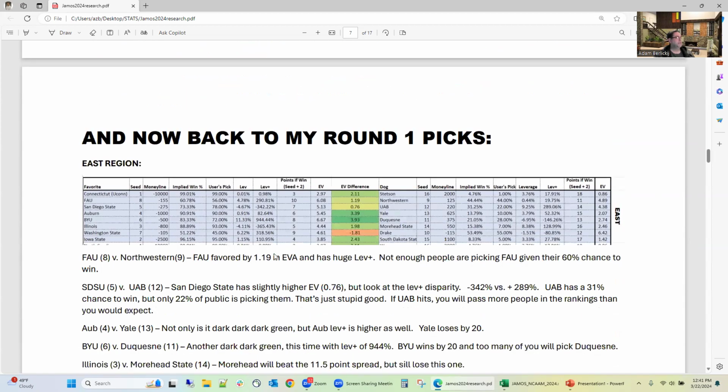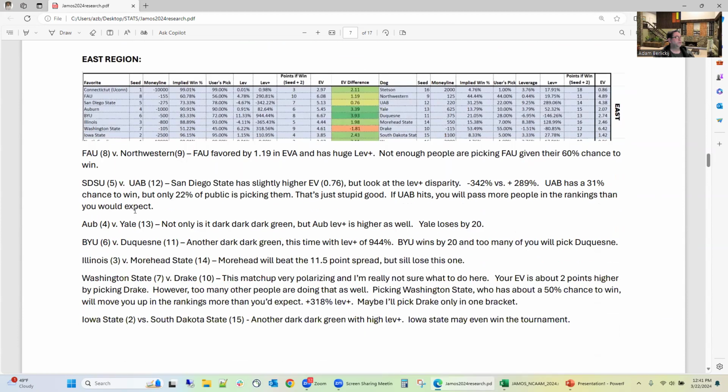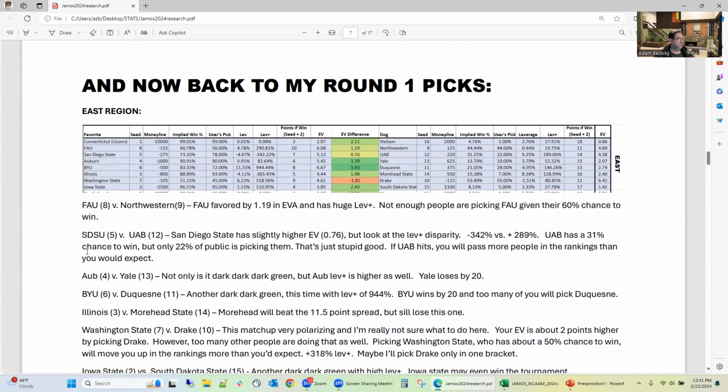But now let's go back to the first round picks. I'm gonna do it region by region to see what jumps out at me here. So here, UConn, of course, that's kind of not even worth looking at. They're not going to have any trouble with Stetson. The Florida Atlantic versus Northwestern matchup is intriguing. You can see by the light green, the 1.19 EV difference, that it's mathematically correct to pick FAU. But let's look at the leverage.